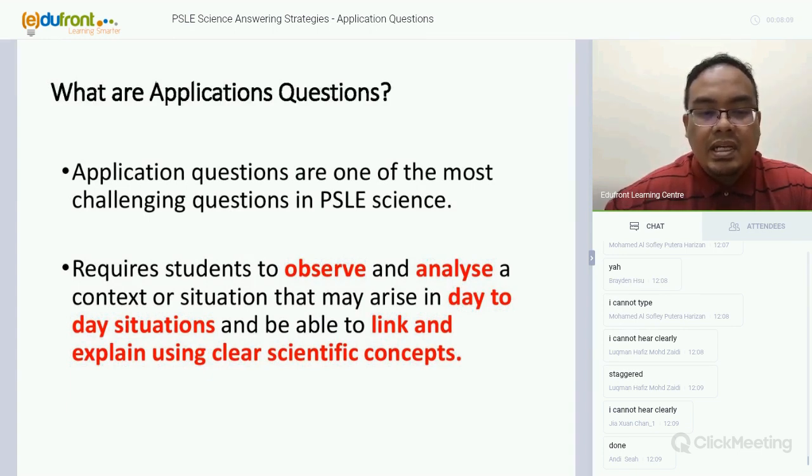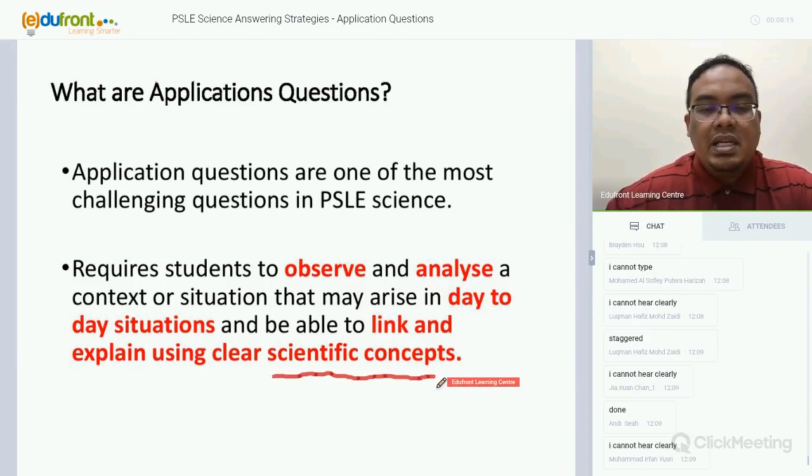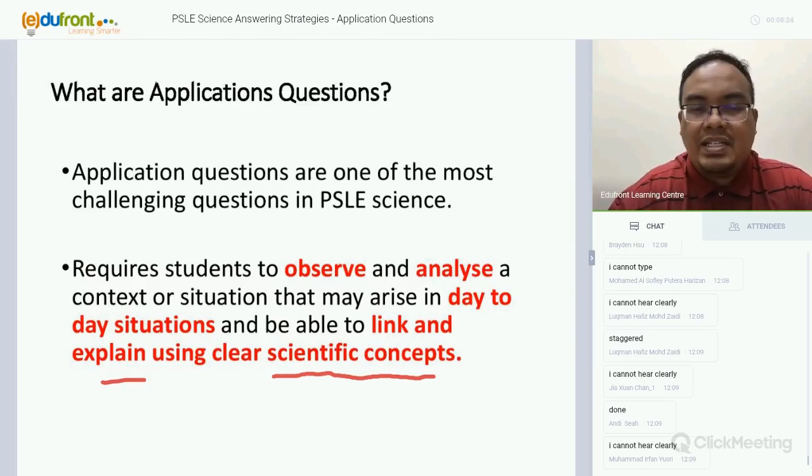Let me use a drawing. So the key here is to explain using scientific concepts that you have learned in your syllabus. And please remember that the question they ask you could be a day-to-day situation that you are familiar with, or it could be something that you are not familiar with, something totally new.